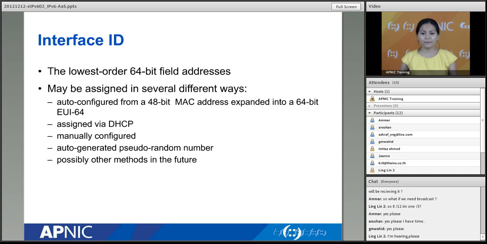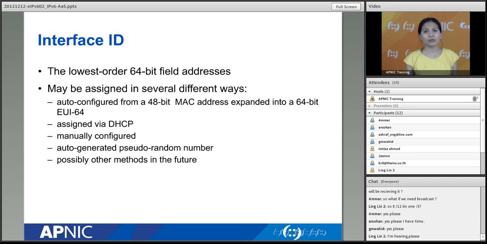Now, how do we assign addresses on that part? There are different ways. The most common one is using auto configuration, using what we call a modified EUI64. This is based on the MAC address of a machine. Because you all are aware that MAC addresses, or physical addresses, are unique addresses that are only assigned to one machine, my interface ID will be unique among all other IPv6 link local addresses.